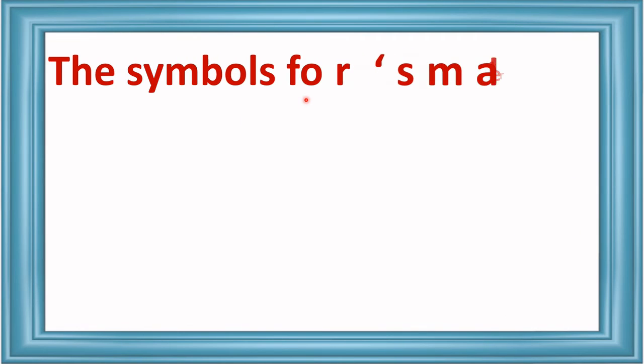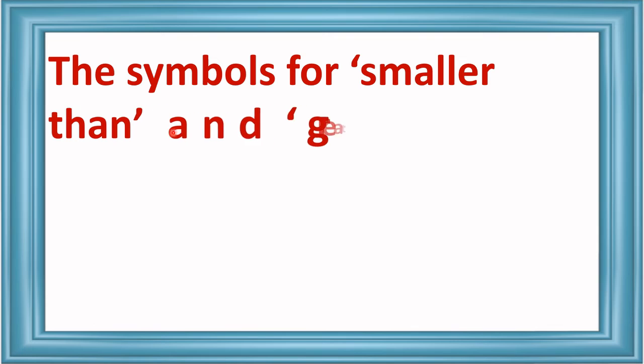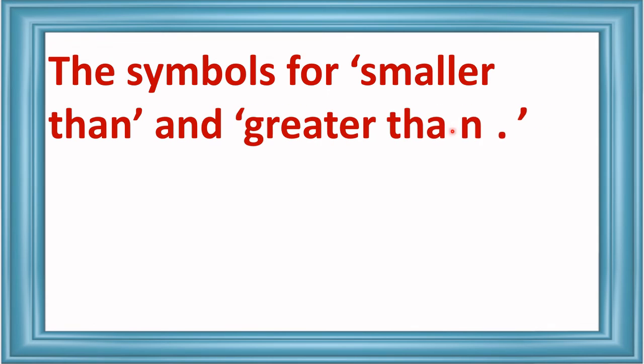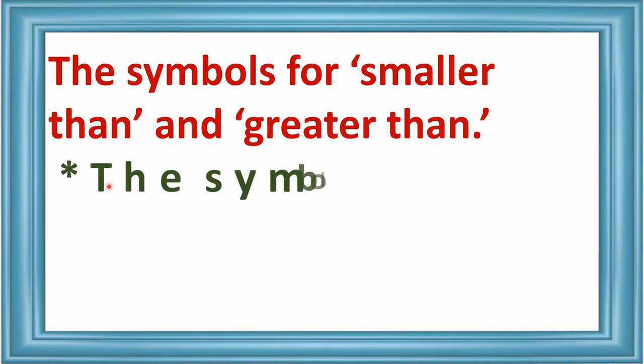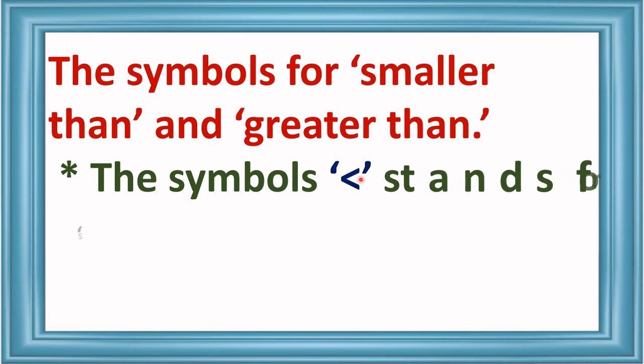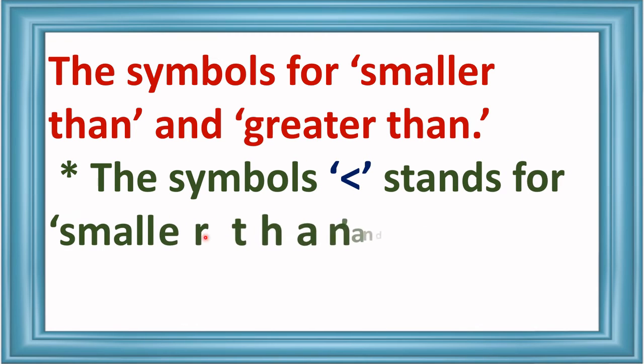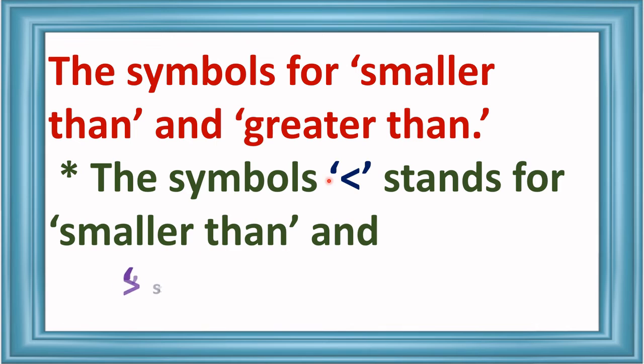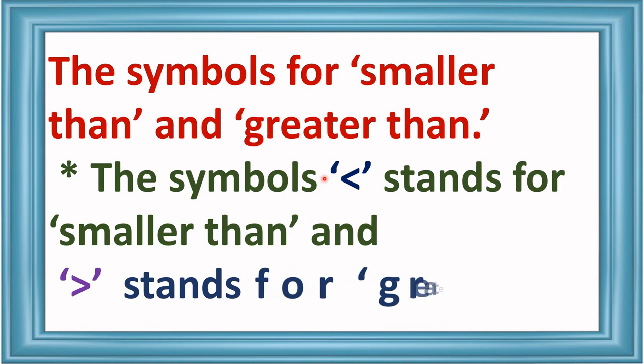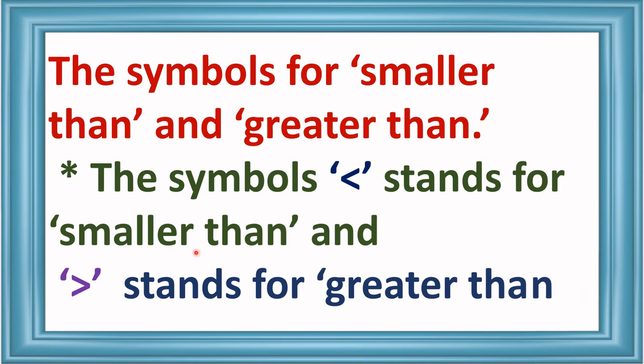Here are the symbols for smaller than and greater than. See the first one. This symbol stands for smaller than, meaning the first number is smaller compared to the second number. And here the first number is greater, because of the open mouth, compared to the second number. It stands for greater than. Remember this. Okay.